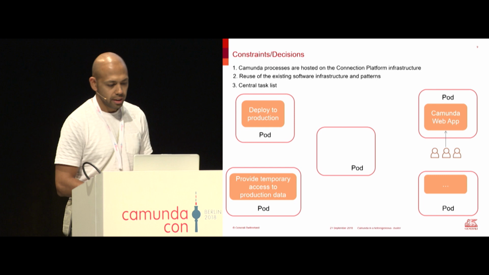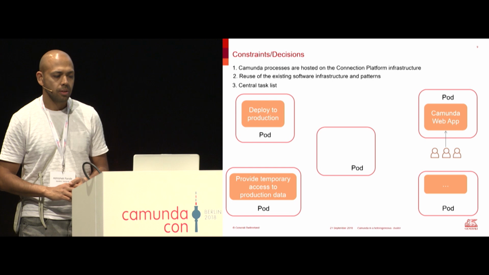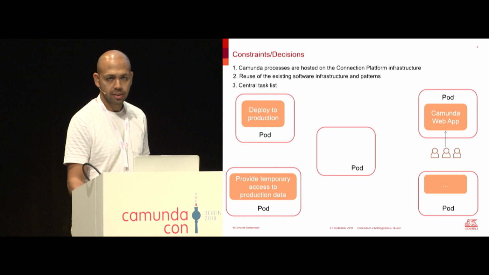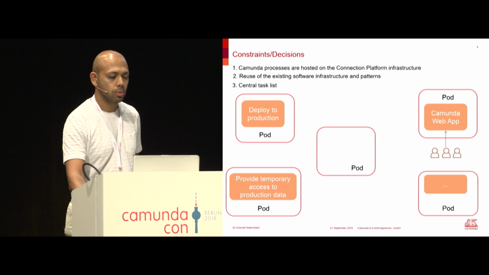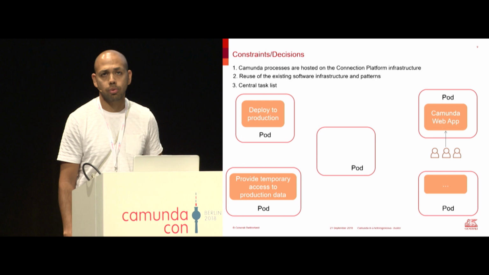And then came this third criteria, which was the need to have a central task list. So what this means is a user who's logging into the Camunda task list, we don't have a separate UI, we use the Camunda task list, he should see any tasks allocated to him regardless of whether they belong to one process or the other process or a third process. So we don't want a task list per process.